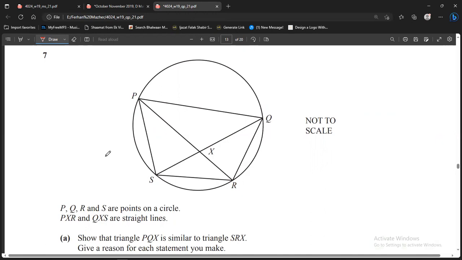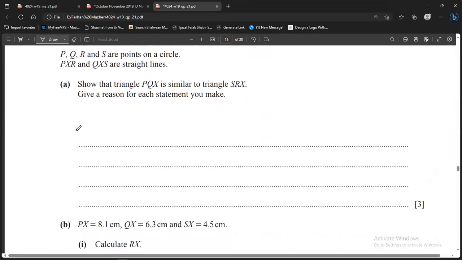He says P, Q, R, and S are points on a circle. PXR and QXS are straight lines. Show that triangle PQX is similar to triangle SRX. Give a reason for each statement you make. It's a 3 marks question.